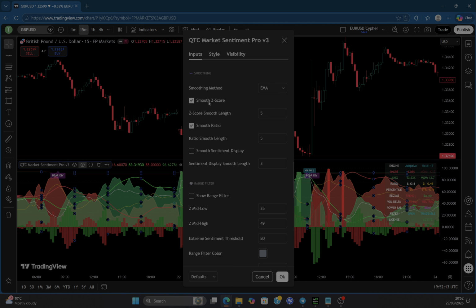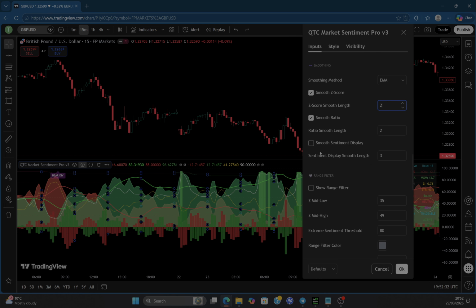I prefer to keep it as fast signals because they reflect the market. But if you want a slower, smoother z-score and a long and short ratio, there we go.